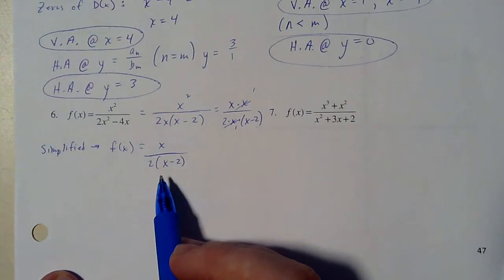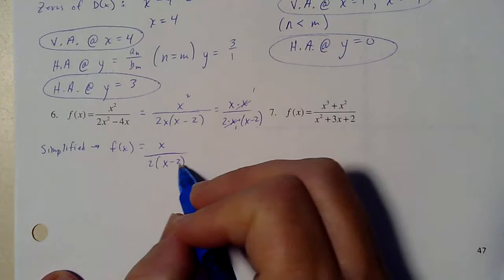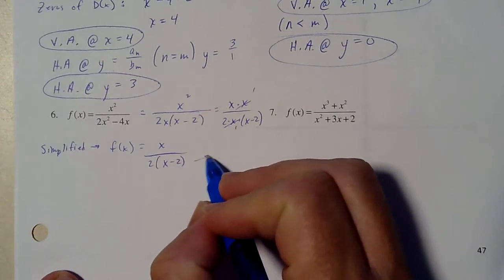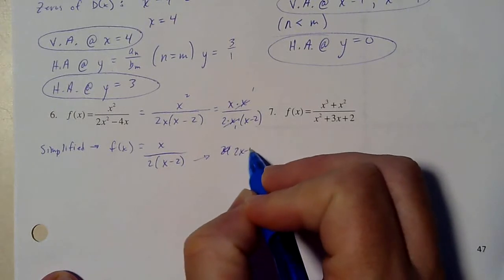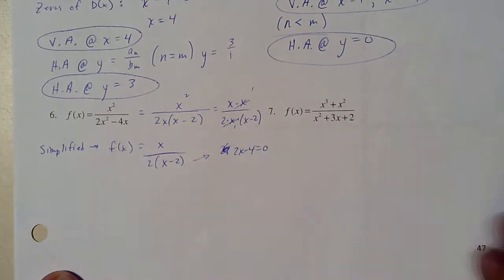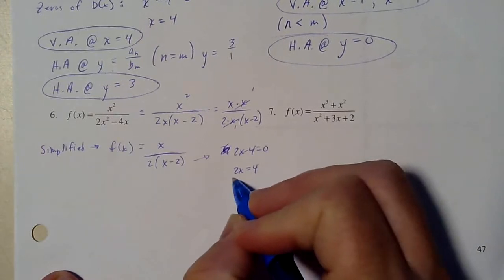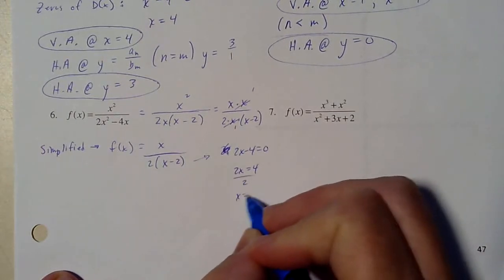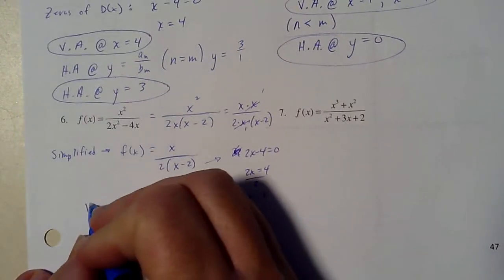Okay? Now it's time to find the VA, the zeros of the denominator. So I just take this off to the side and go 2 times, you might want to distribute that to make it 2x minus 4 when you solve this linear equation. Okay, add the 4 and divide by 2. So I get x equals 2. What does that mean? I have a VA at x equals 2.